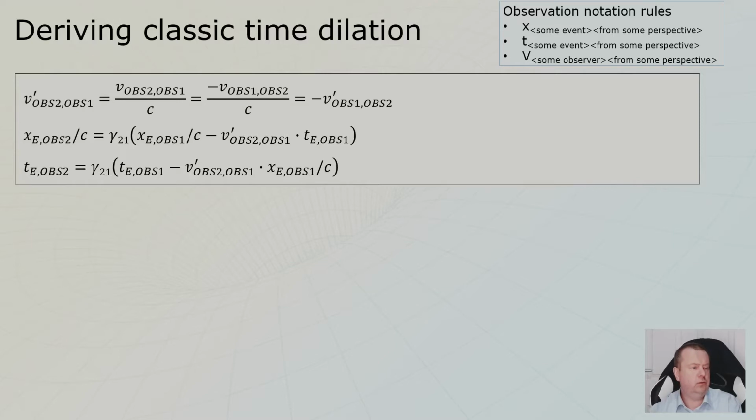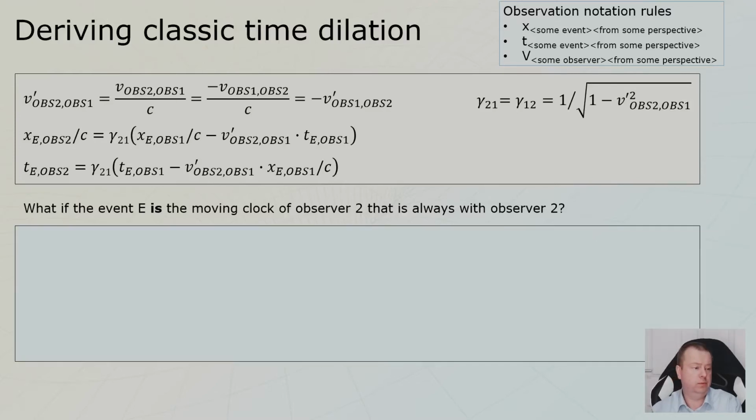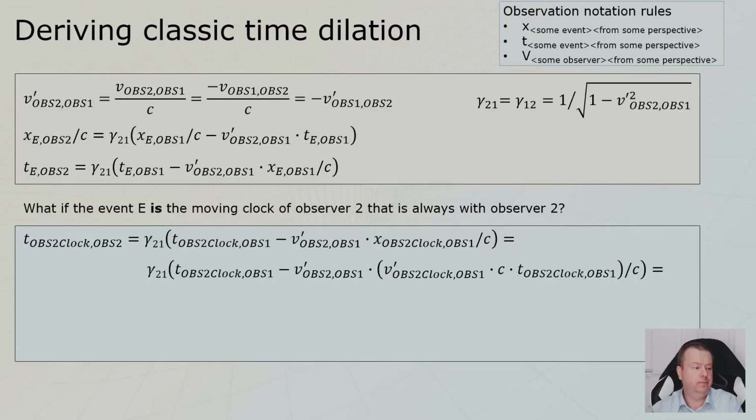T will be this. This is just classic Lorentz transformation. You should be familiar with these equations. Now let's suppose that the event we are going to pick from the perspective of observer 2 is the clock of observer 2. That's always with observer 2. Then we can just punch in for E event the clock of observer 2. So just don't think about it, let go of intuition, just follow the math. Put in E is observer 2 clock. And you get this equation, because that's the Lorentz transformation.